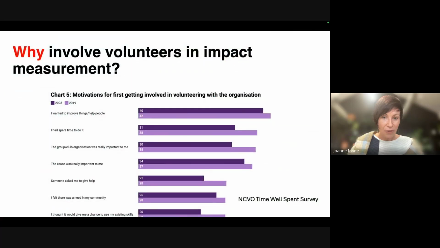So why involve volunteers in impact measurement? The top reason why volunteers get involved in volunteering for any organisation is that they actually want to make an impact, right? They want to improve things, help people. But what if they don't see that impact?